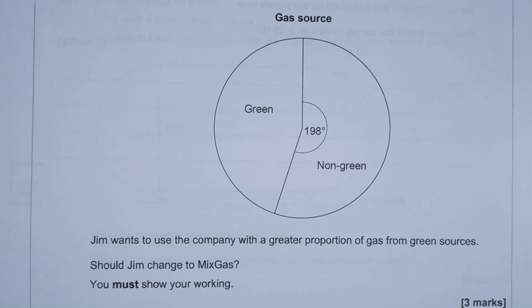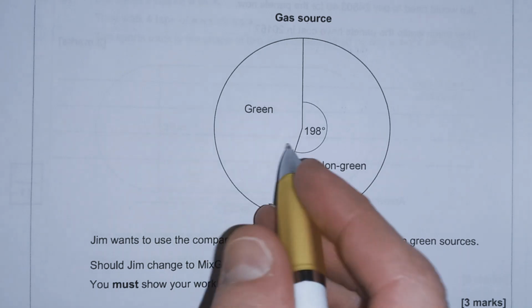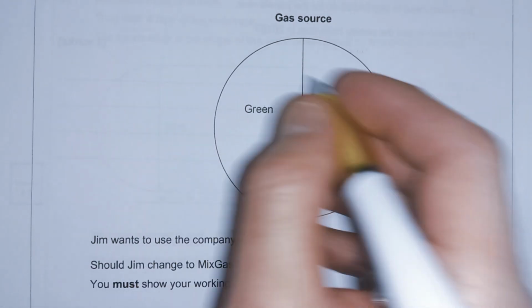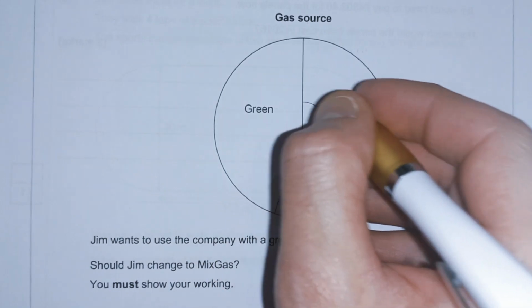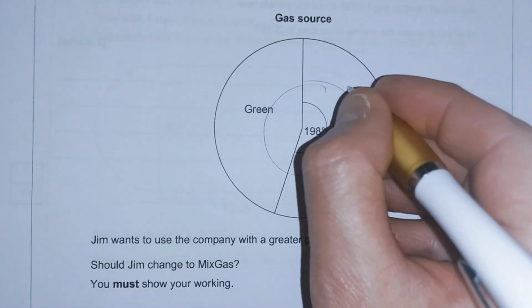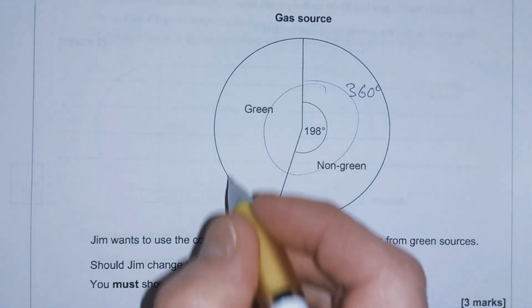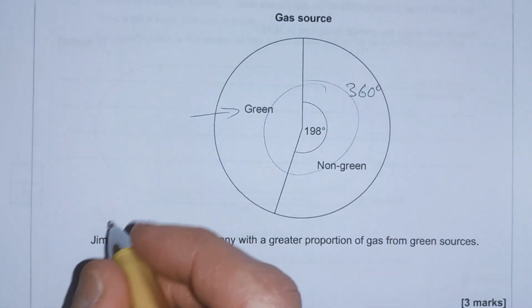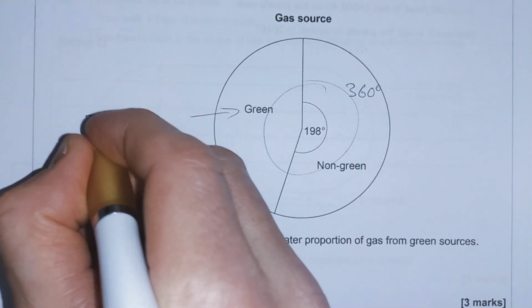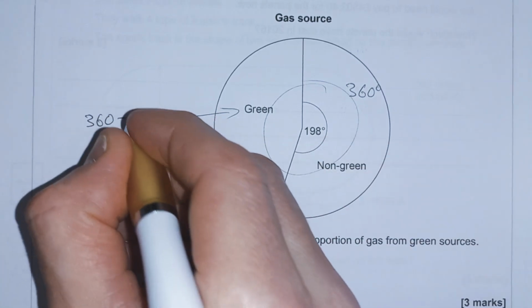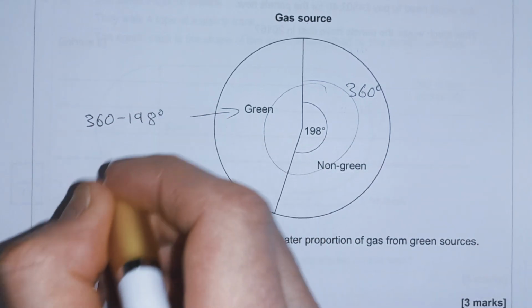Well, we want to know how much of this is green. I know that in a circle, the total degrees, all the way around, is 360 degrees. So the bit just for green is going to be 360 minus 198 degrees.